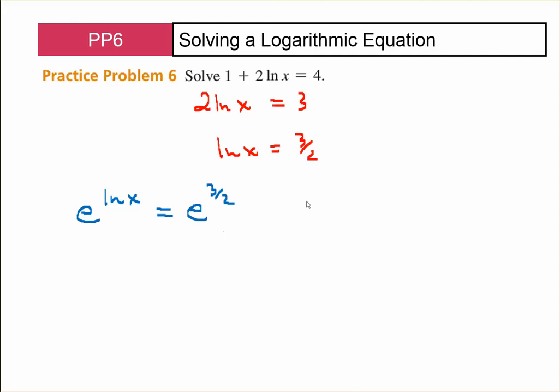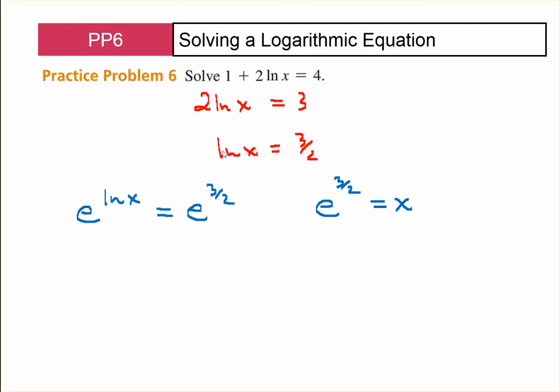The other way to do it is just to change forms. And again, you guys looked at changing forms in 4.2. So we say, what's the base over here? The base is e. What's the exponent? 3 over 2. And what's the number? The number is x. So it's base, exponent equal to number, and you change forms again. Look at 4.2 if you're not sure what I just did.